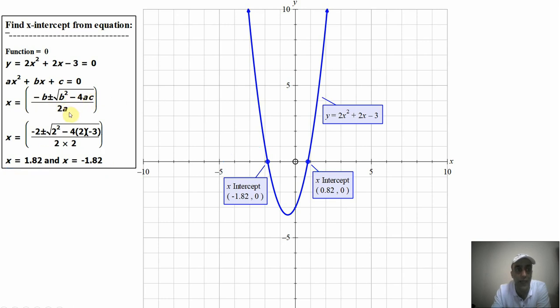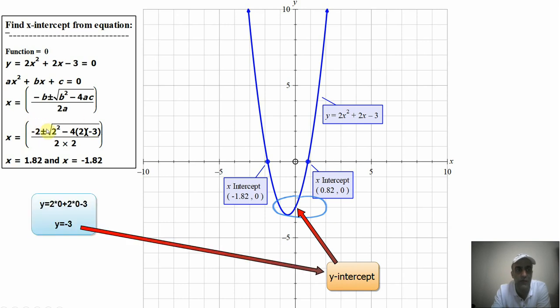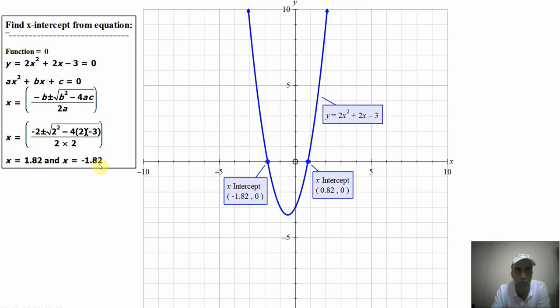We also can find the y-intercept. The y-intercept is very easy. To find the y-intercept, we have to put 0 instead of x. 2 multiplied by 0 power 2 is 0, plus 2 multiplied by 0 is 0, minus 3, so the answer will be minus 3. In this situation, the y-intercept will be minus 3.